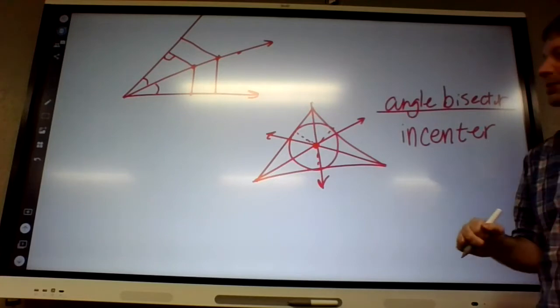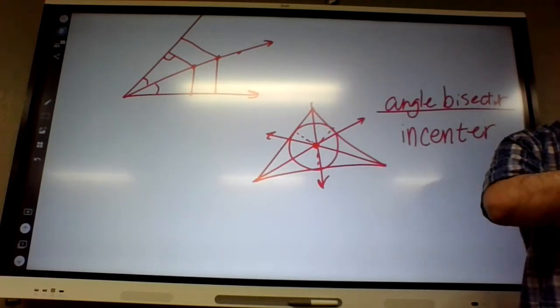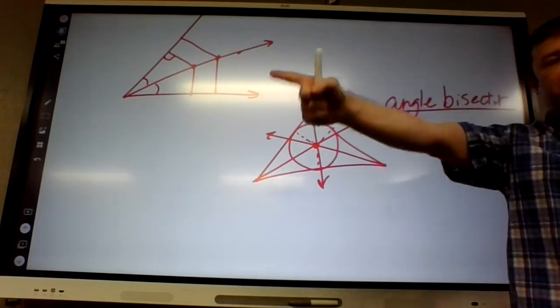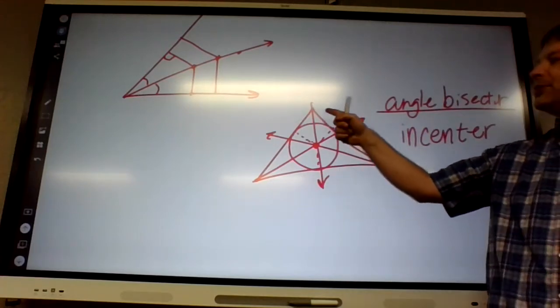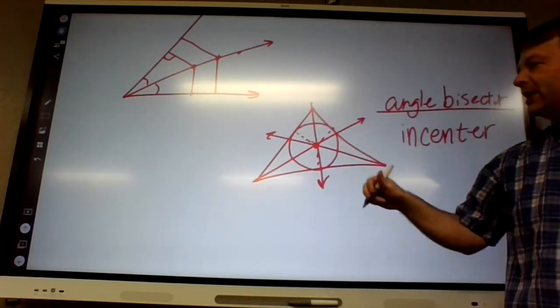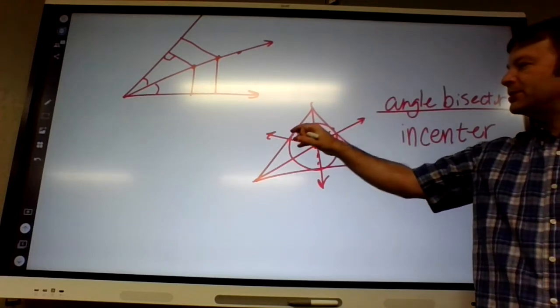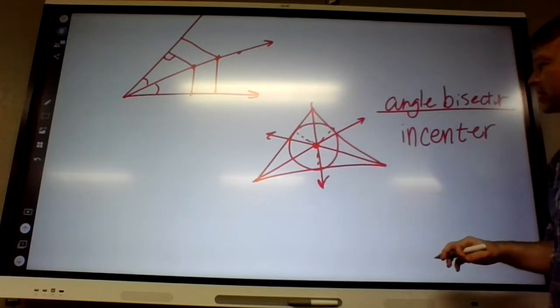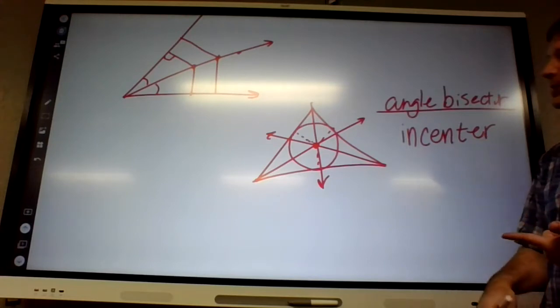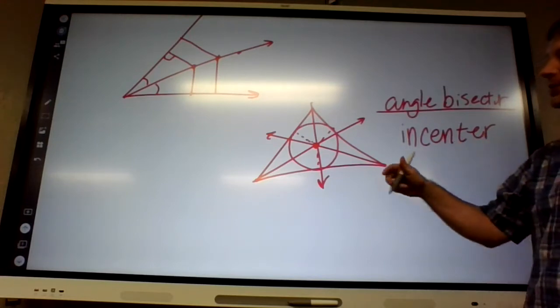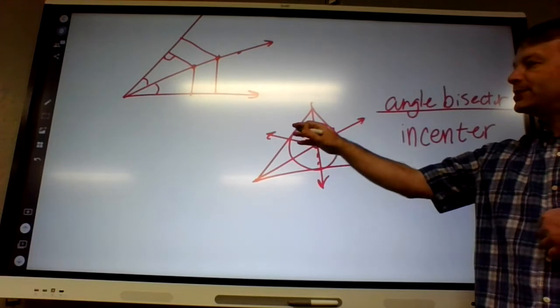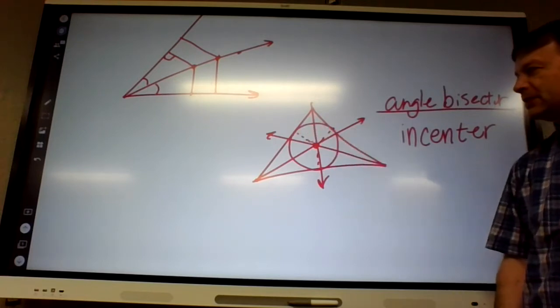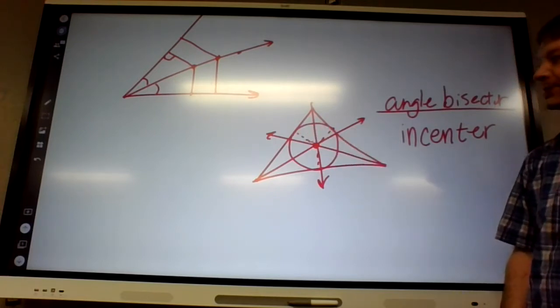That's called an inscribed circle. So yesterday we had the circumscribed circle that was outside. This is an inscribed circle because it's drawn inside, and it's supposed to touch each side of the triangle. Anyways, so angle bisectors, they meet at the incenter. The incenter is the same distance from each side. Look at all those lines, quite a mess.